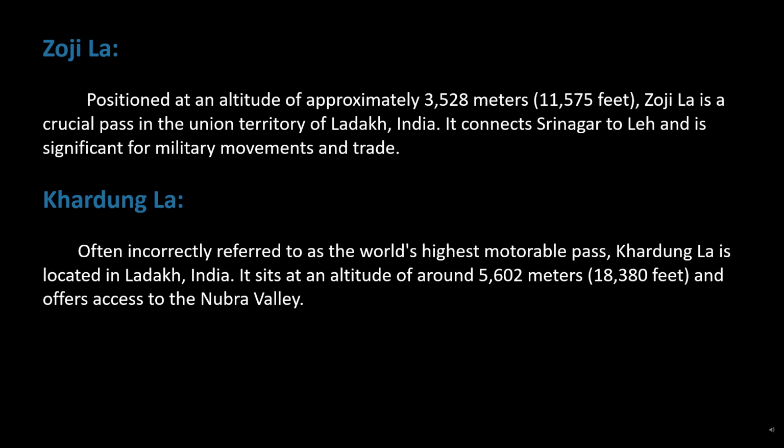Kardingla. Often incorrectly referred to as the world's highest motorable pass, Kardingla is located in Ladakh, India. It sits at an altitude of around 5,602 meters, 18,380 feet, and offers access to the Nubra Valley.